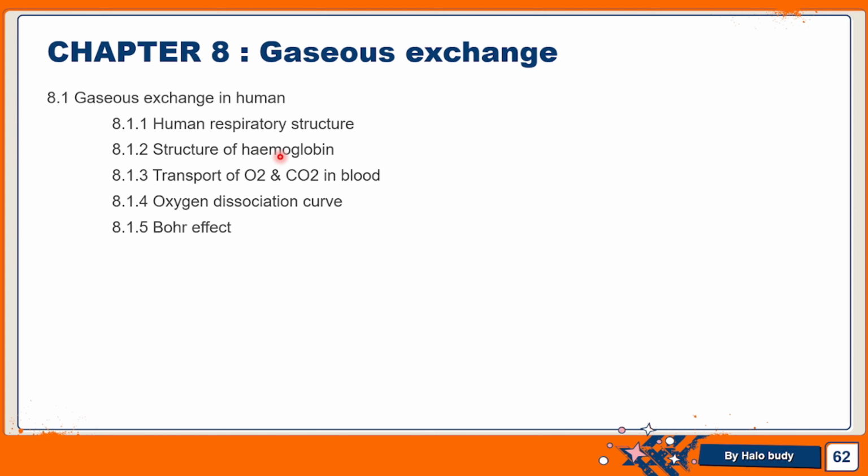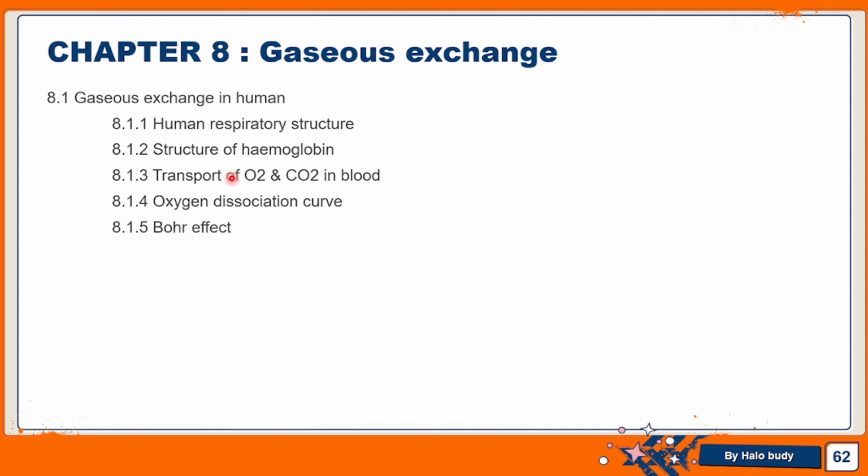Okay, in this topic, maybe some of you already learned in semester 1, because you know that hemoglobin is the example of the quaternary protein, right? You learned in semester 1. So some of your teachers already taught you about the structure of hemoglobin. But in this semester, you must also learn it because it is in the syllabus.